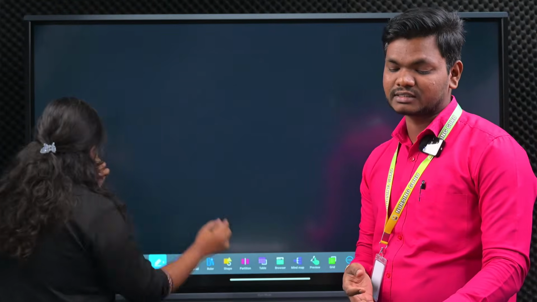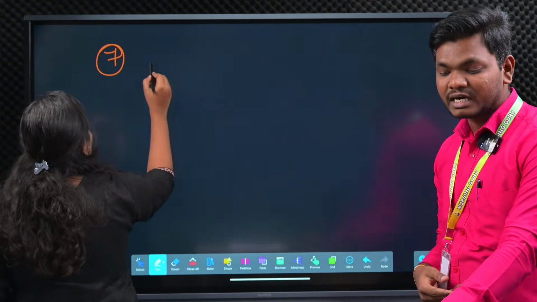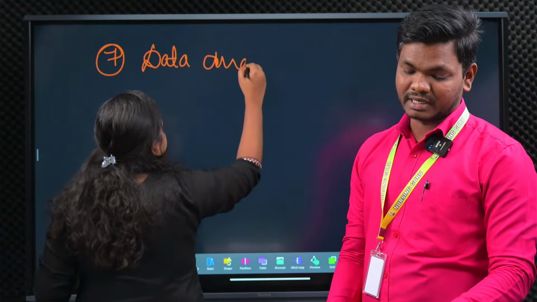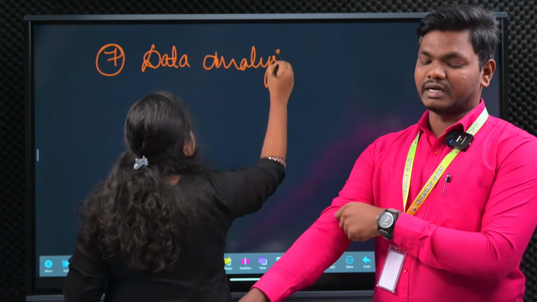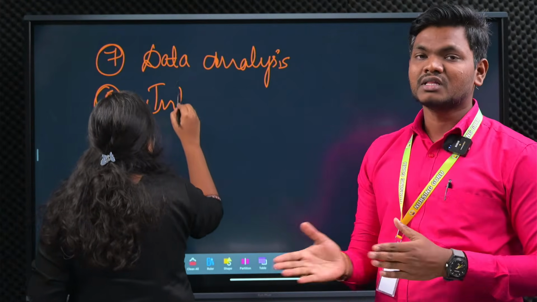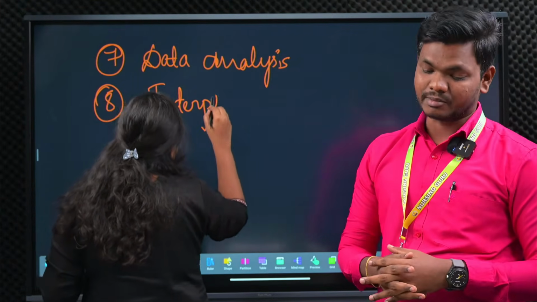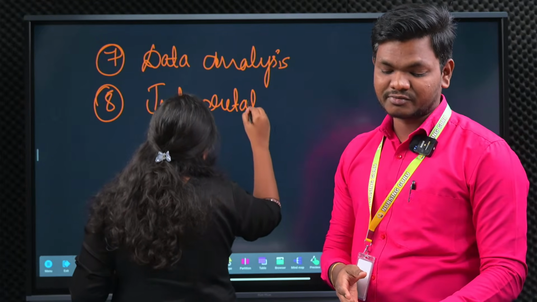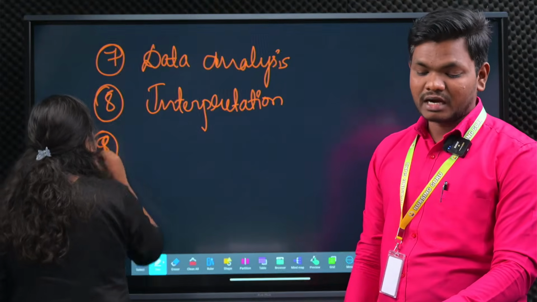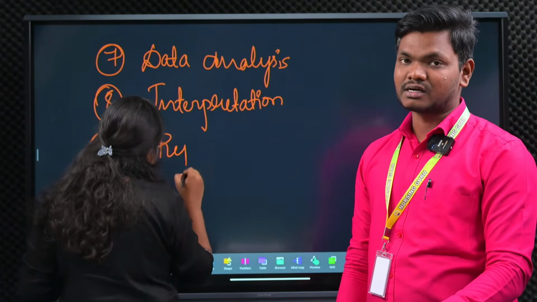So data collection, and the seventh will be data analysis, and the eighth will be the interpretation of data or the findings. Okay, so what you have collected and analyzed, you are going to check it with the interpretations. And the ninth step will be report writing. Okay, report writing. And the 10th will be the utilization of findings.